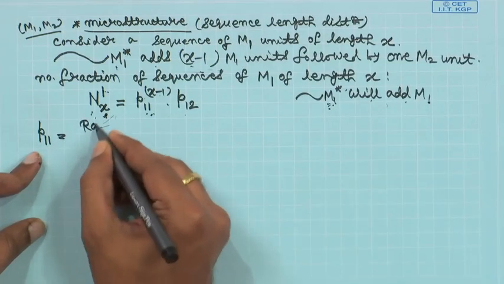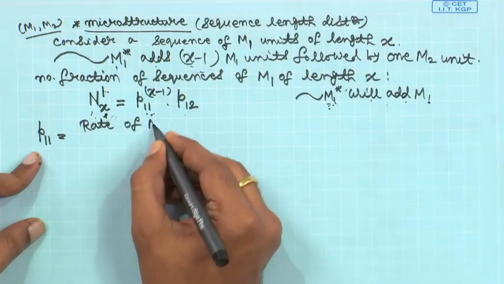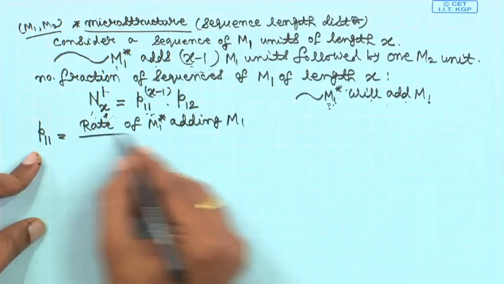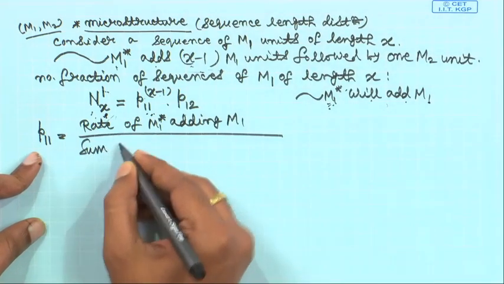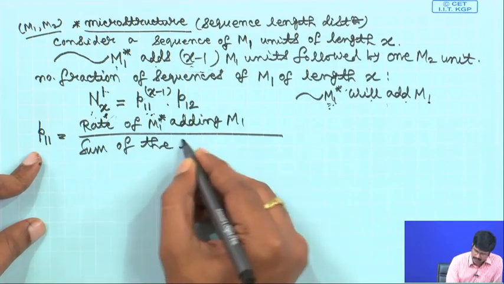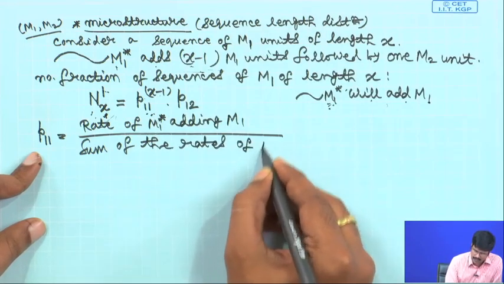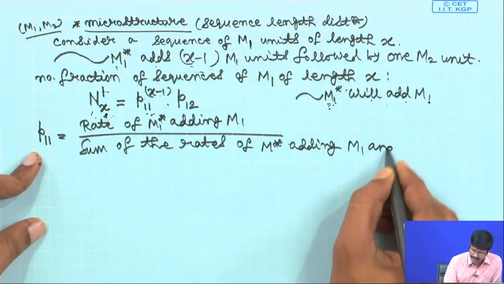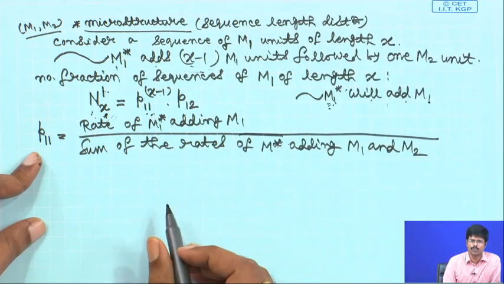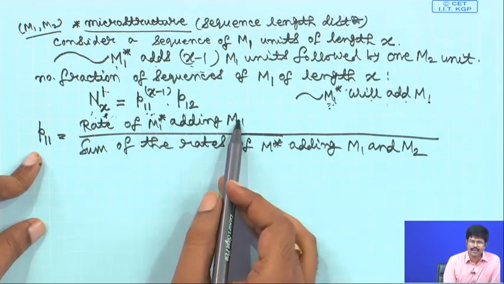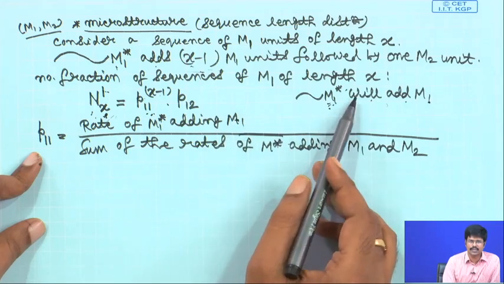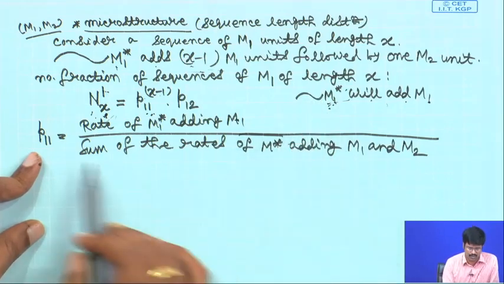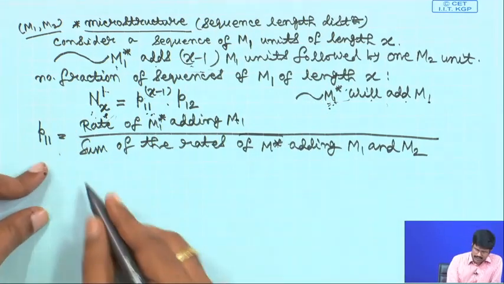This is nothing but the rate of M1 star adding M1 divided by the sum of the rates of M1 star adding M1 and M2. This is the probability. So, the rate of that particular reaction undergone by that reactive center divided by the rates of all the reactions that this reactive center could undergo. So, this is P11. What is that?